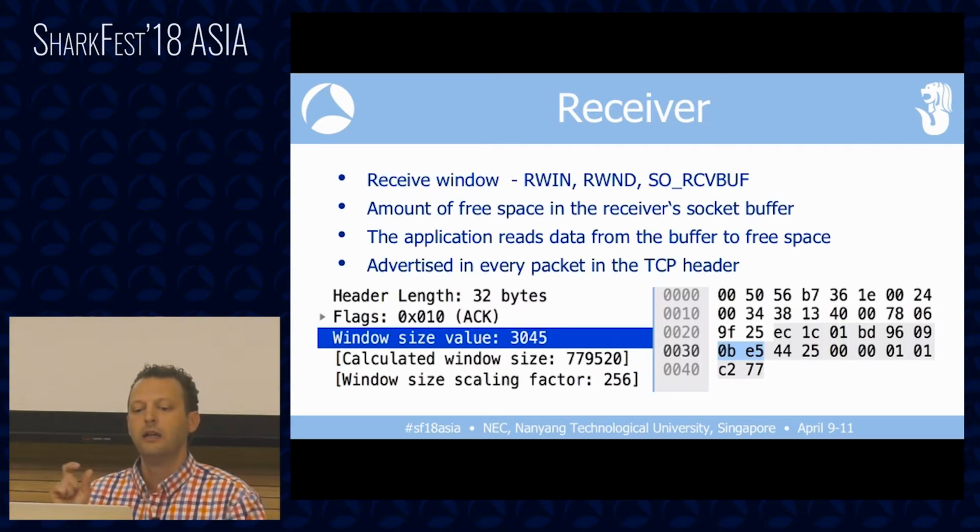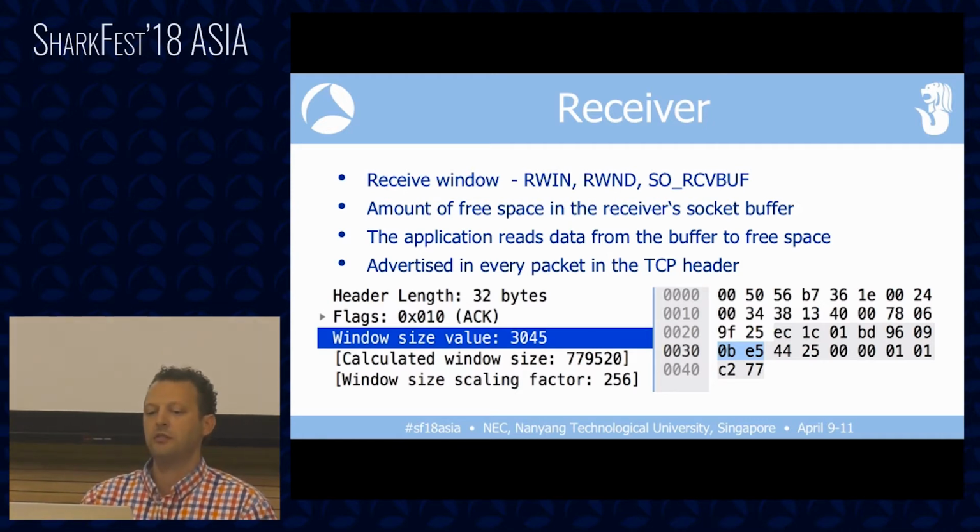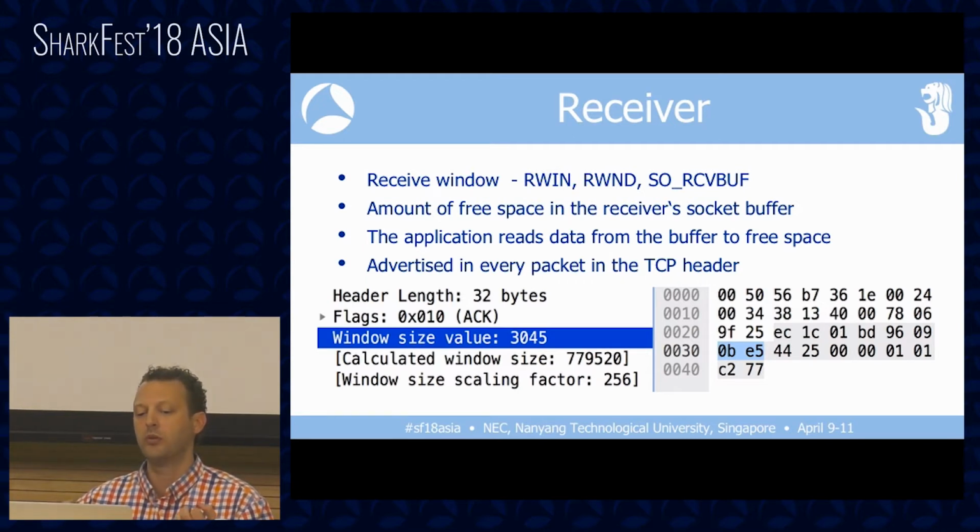Now let me go back to the previous one. So you can see the value advertised in the packet is just 3045. But because we have a window scale factor of 8, we multiply that value by 256, and we get the actual calculated window size, 700 and something K, right? Anything in Wireshark that has square brackets doesn't exist in the packet. It's calculated for you. It's handy information for you. But it's not in the packet itself.